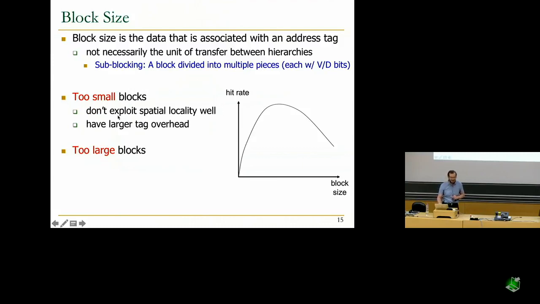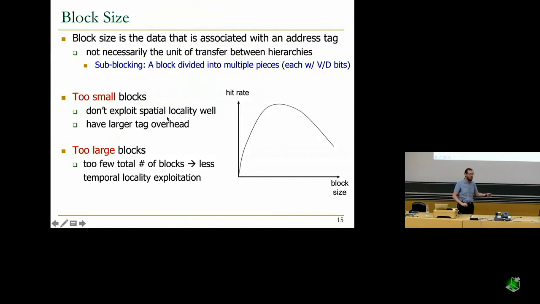If you have too small blocks, it doesn't exploit spatial locality well, clearly. And too small blocks have another downside, which is they have larger tag overheads. Remember, if you reduce the block size, you're increasing the tag store size because you need to identify that block. Your tag is large. Too large blocks on the other end, you have too few total number of blocks.